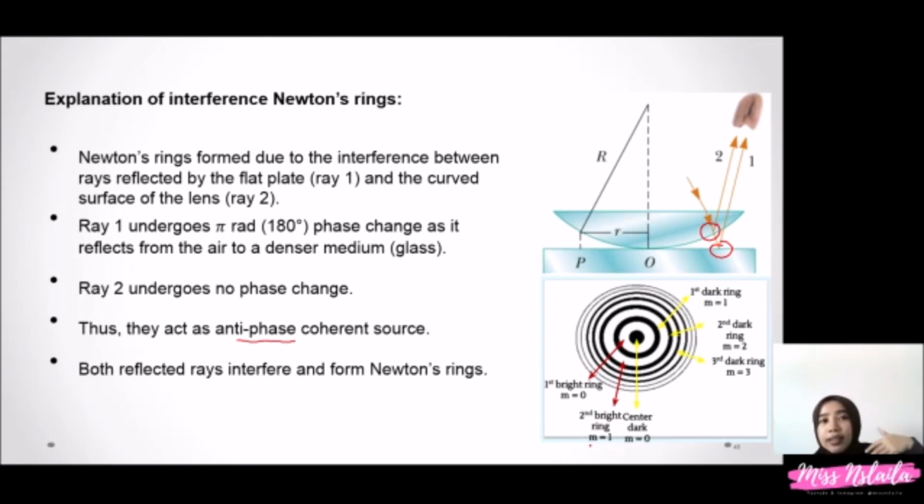Okay, so it is different from the air wedge using glass plates earlier. With the glass plates earlier, there was no center, it only started from dark at the end. Okay, for the Newton's ring experiment, we have a center. So we need to consider the center as the center dark.